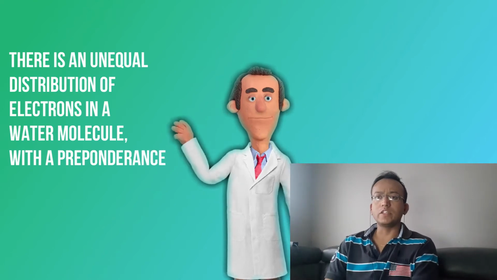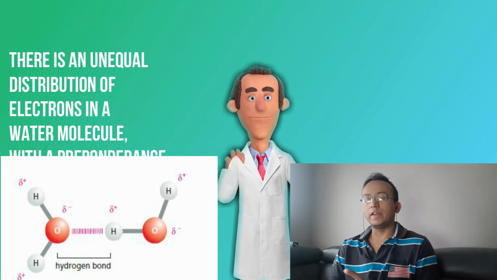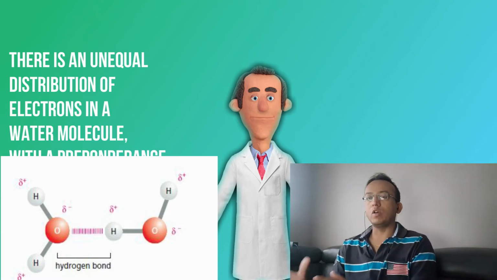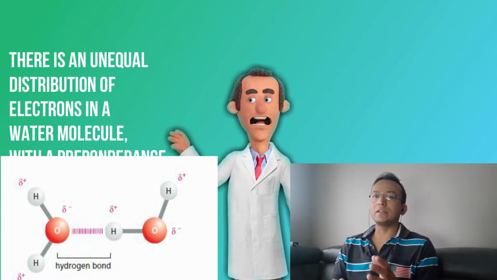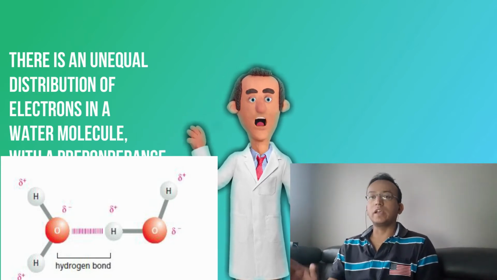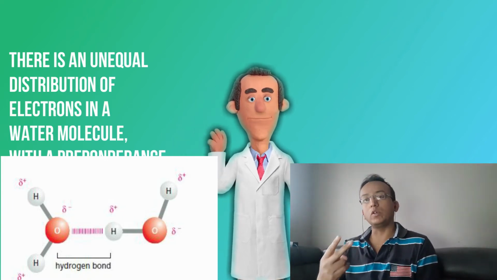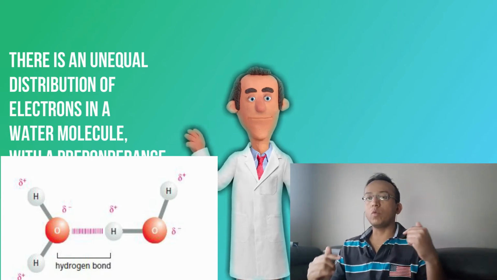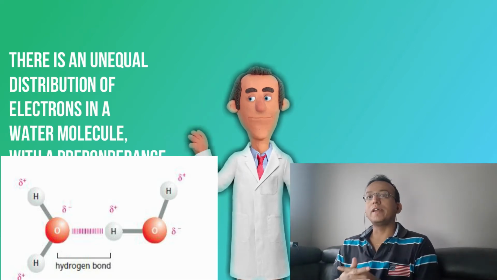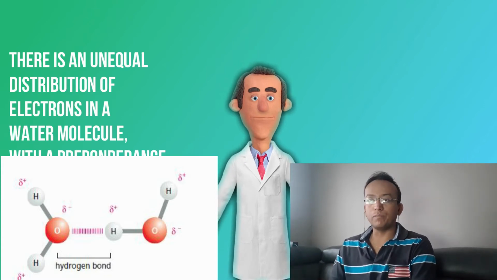As you can see in this picture, there are two hydrogen atoms and an oxygen atom. The two hydrogen atoms share their electrons with the oxygen atom. Oxygen has two electrons in the first orbit and six electrons in the second orbit. To complete the second orbit, oxygen needs two electrons. So one hydrogen shares one electron and the other hydrogen shares another electron with the oxygen, and that is how oxygen completes its orbit. This is how it forms H2O.